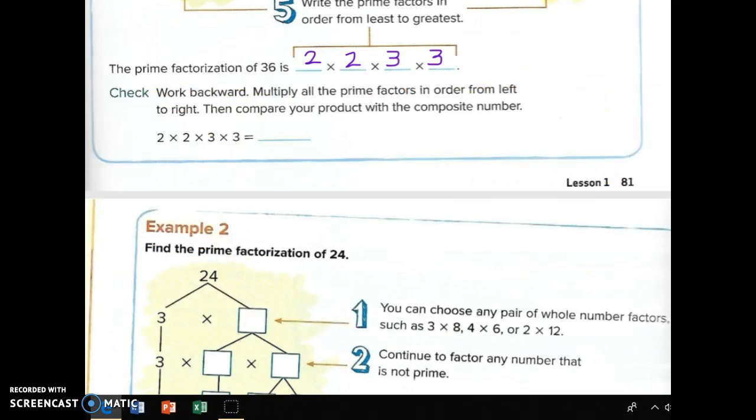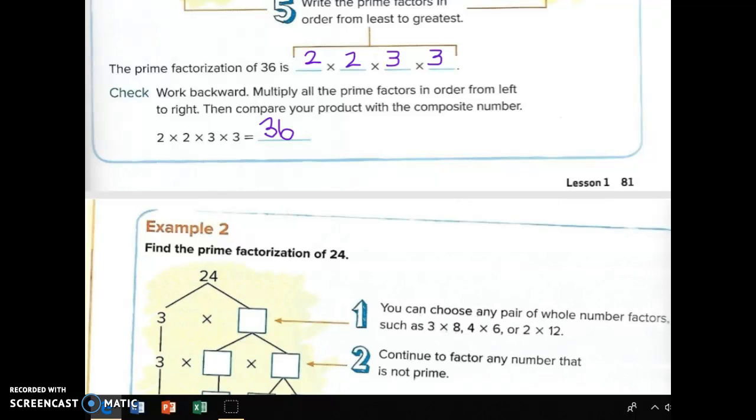To check if we worked correctly, we can work backwards. Multiply all the prime factors in order from left to right. Then compare your product with the composite number. Product means your answer. Let's have a look. 2 times 2 equals 4. 4 times 3 equals 12. 12 times 3 equals 36. There you go. See? It works out correctly, so our calculations are correct.